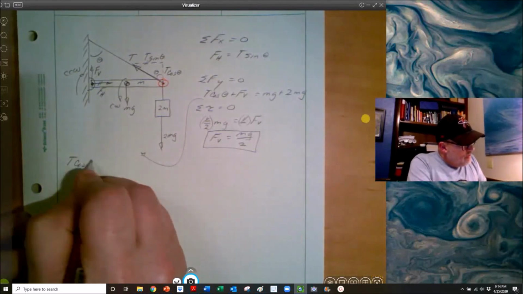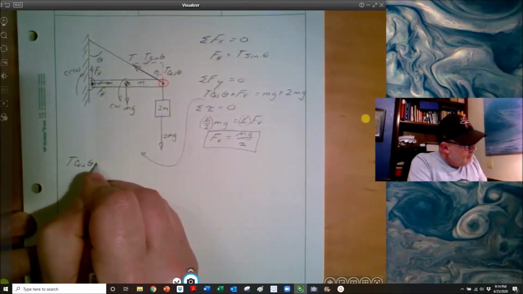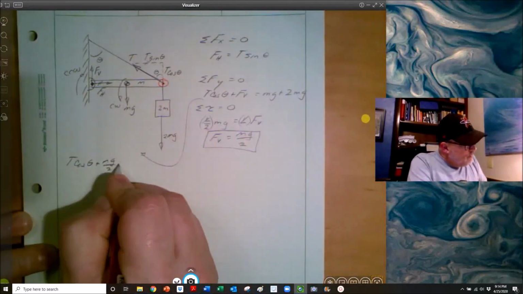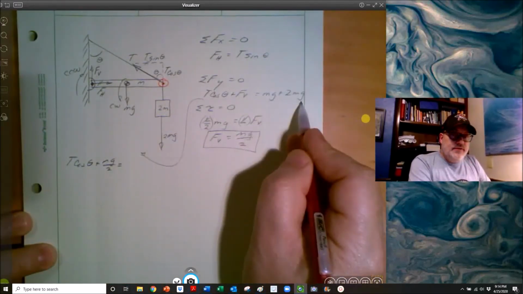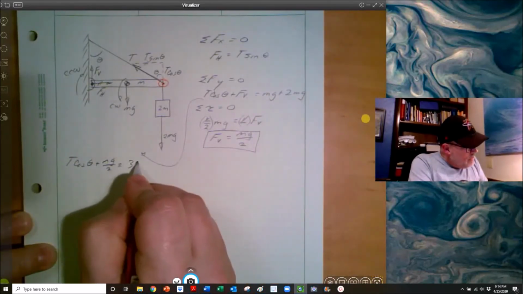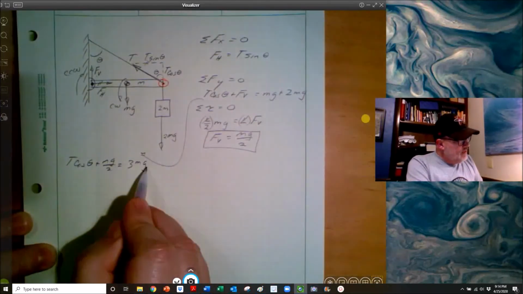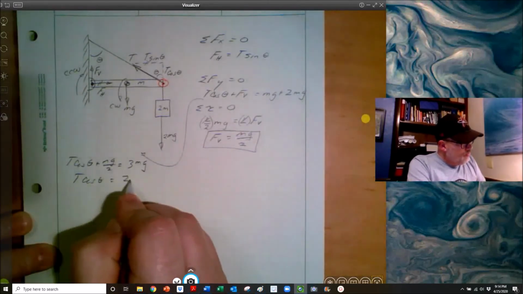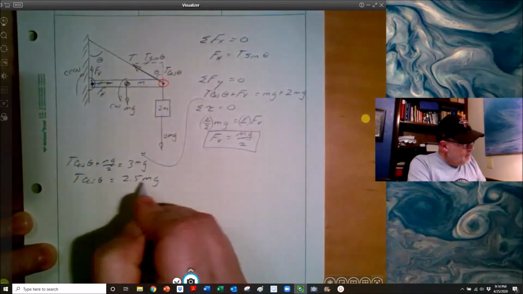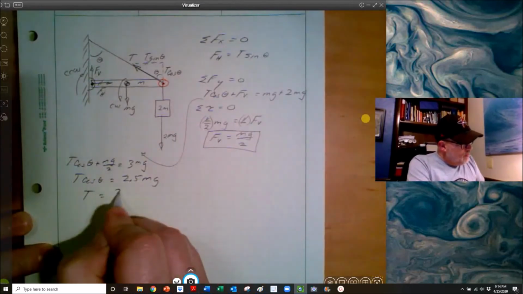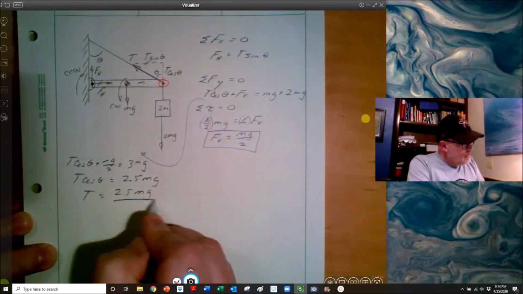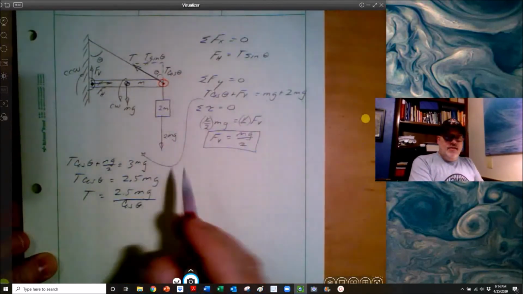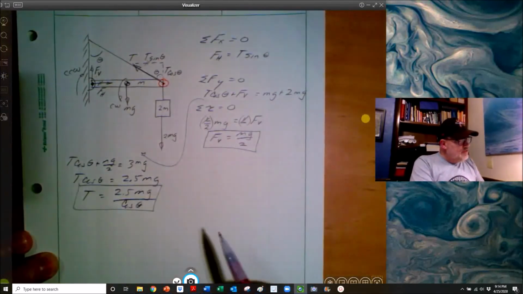And so I get T cosine theta plus the vertical force, which is mg divided by 2, equals this, which is 3mg. So if I take this and subtract it from the other side, I get T cosine theta equals 2.5 mg. So the tension equals 2.5 mg divided by the cosine of theta, and that's our answer for the tension.